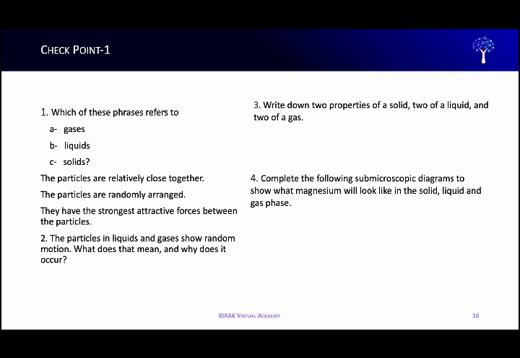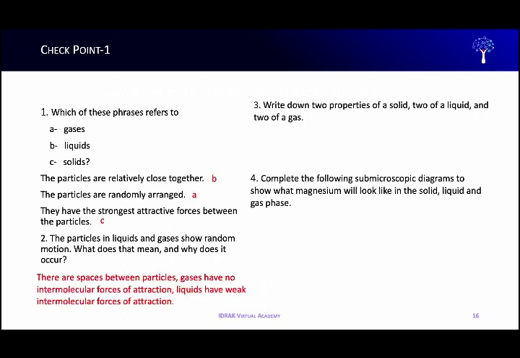The particles in liquids and gases show random motion. What does that mean? And why does it occur? So they have random motion because gases don't have forces of attraction between them. The forces of attraction in liquids are only very weak, and so they have the freedom to move around.